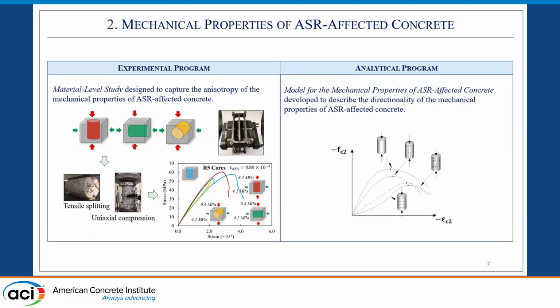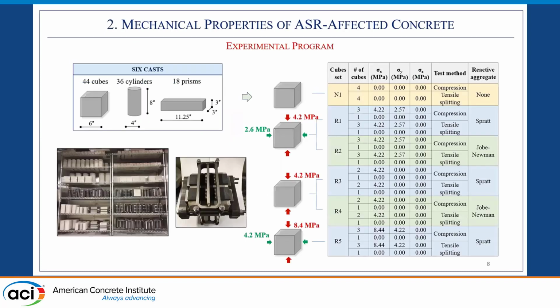We're going to start with the experimental program, which included a material level study that was designed in order to capture the anisotropy of the mechanical properties of ASR-affected concrete. 6-inch cubes were cast with either non-reactive, reactive Spratt coarse aggregate or reactive Job-Newman fine aggregate. They were cast and they were subjected to long-term stresses under either uniaxial or biaxial stress conditions. These long-term stresses were applied via post-tensioning steel frames. The rods were tensioned up to their yielding strength.